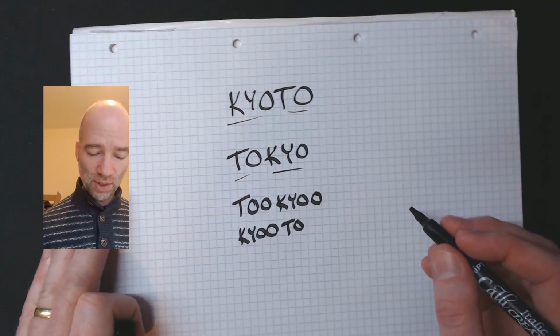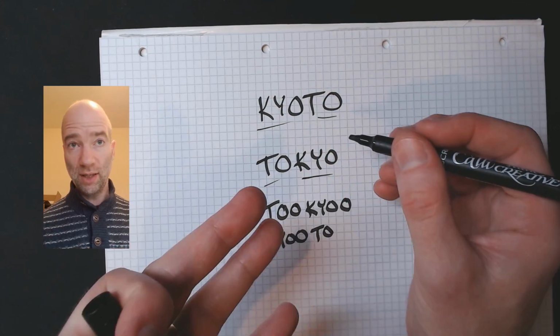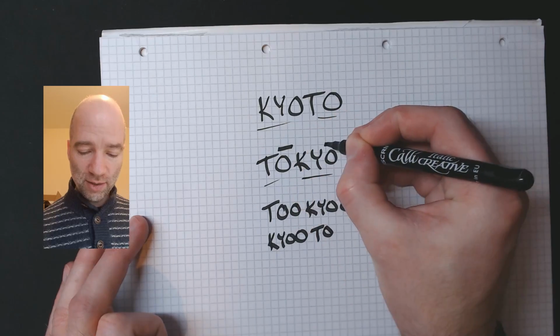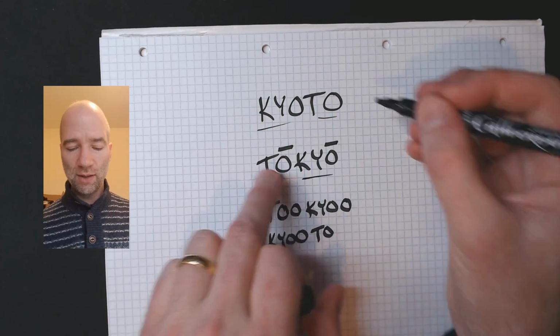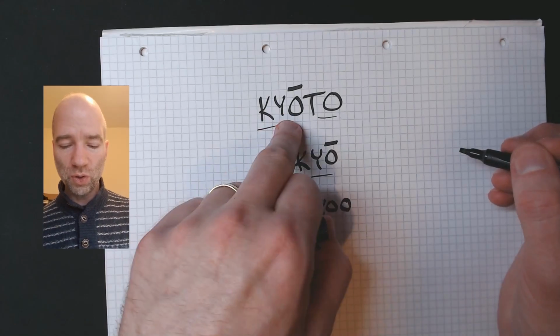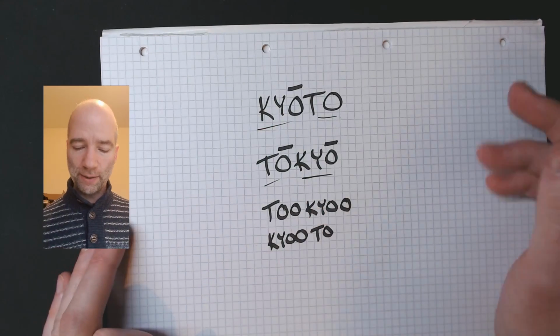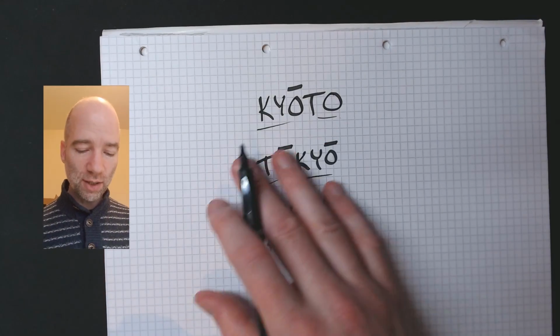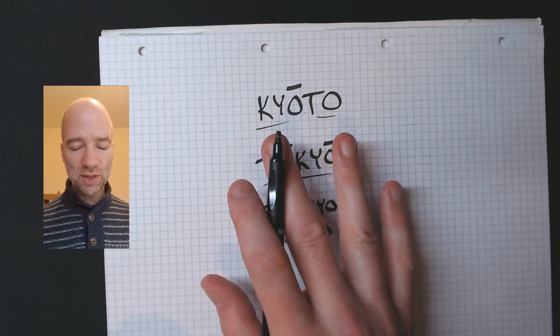Another way that sometimes they're written in Latin alphabet is that you put a line over the vowels that are long. So you get Tōkyō, Kyōto. So that line is called a macron. That's the name of the diacritic. It's not very common to use. People often just skip them.